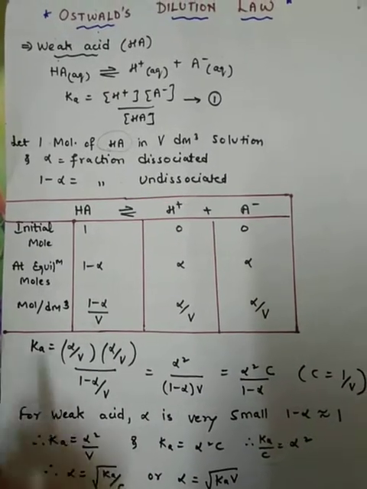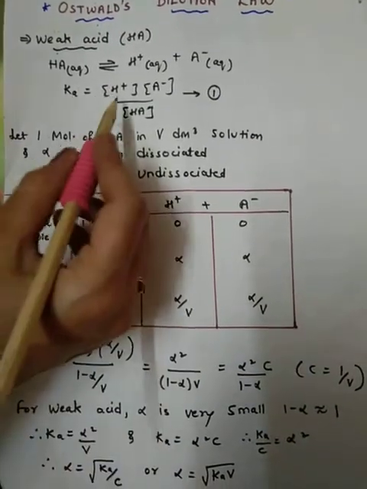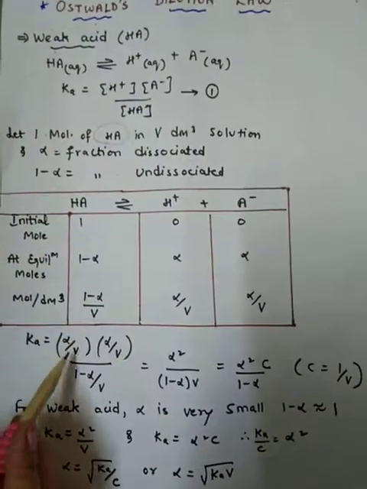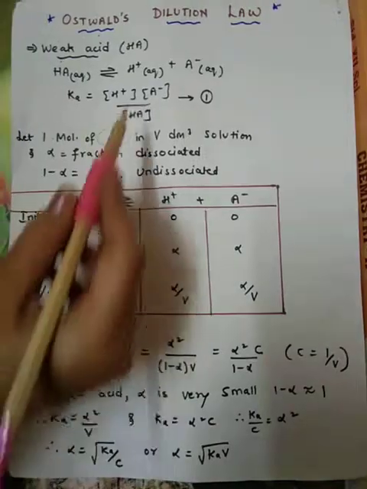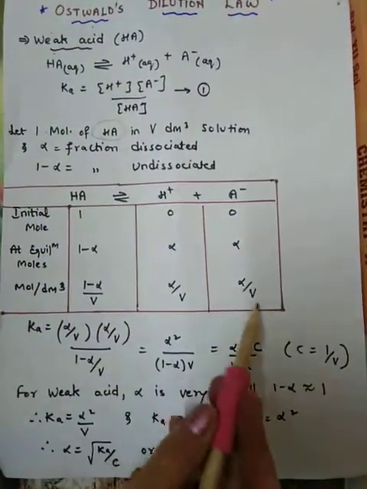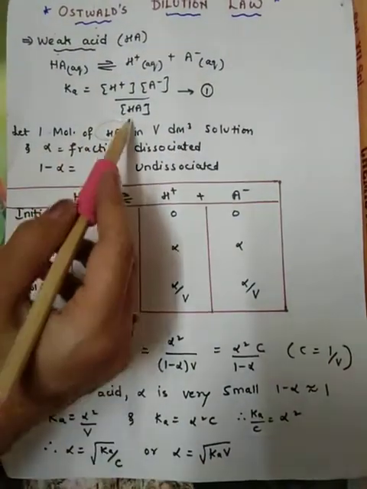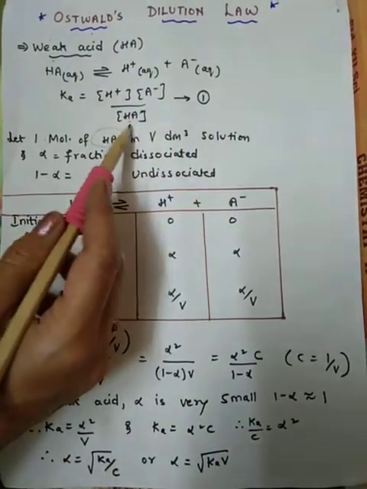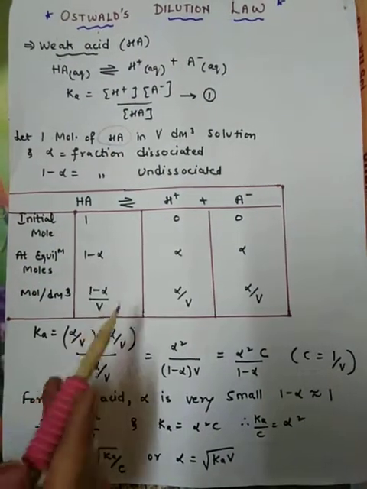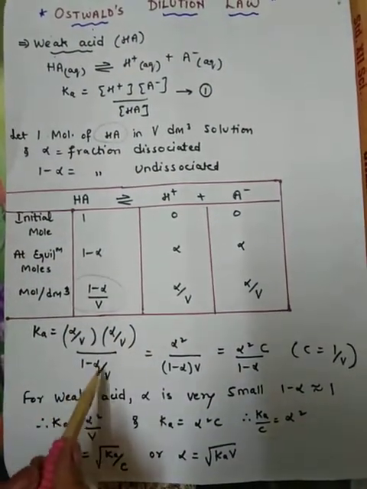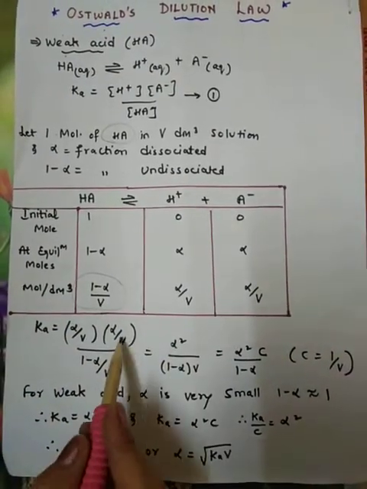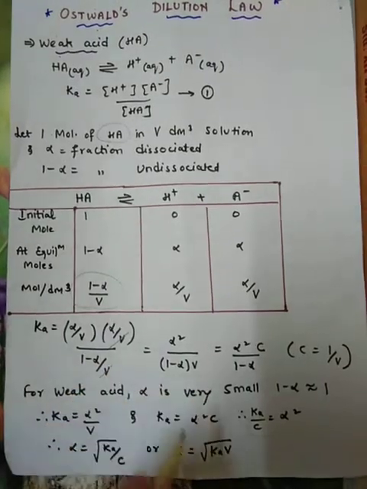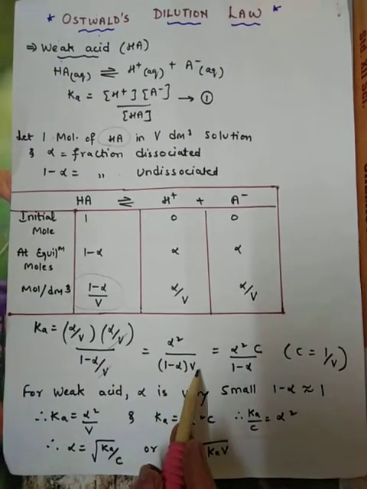V is the volume of the container in which we have taken 1 mole of HA. Now for Ka, from this particular equation, the H+ value is alpha upon V. So we are substituting. The A- value is also alpha upon V. We substitute. And HA, as you can see in equation 1, in the denominator, we will substitute as 1 minus alpha upon V. So alpha into alpha will be alpha square. One of the V is getting cancelled. So you are left with 1 minus alpha into V.